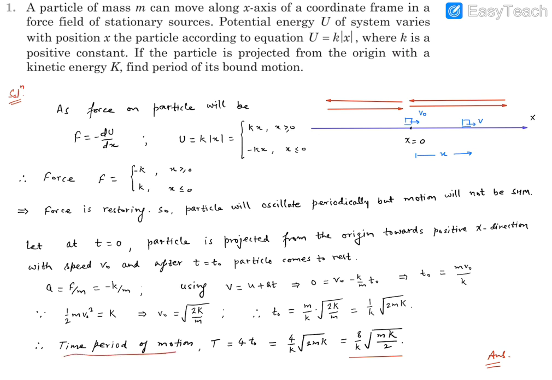So the total time period of the motion is going to be 4 times t naught. That will be 4 by small k times root of 2 small m capital K. If you want, you can multiply by 2 upside and 2 downside, so 2 and 2 will make 2 outside. So that will become 8 by k within the square root, small m capital K by 2. This capital K is the total kinetic energy, and this small k is the constant. So this will become our final answer for the time period of its bound motion. Hence we will say that this is our correct response. Thank you.